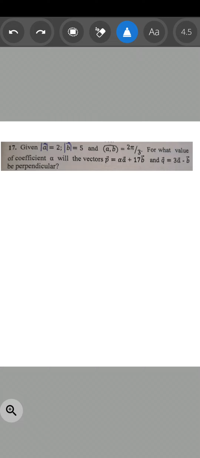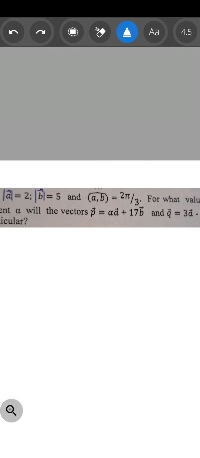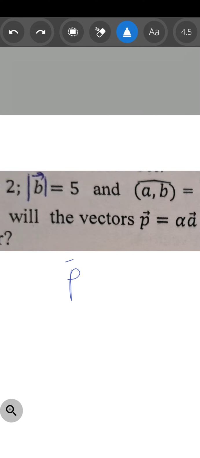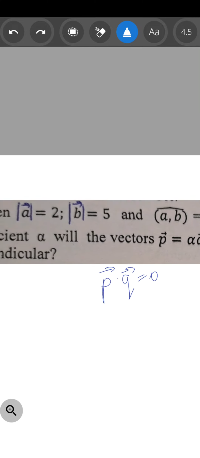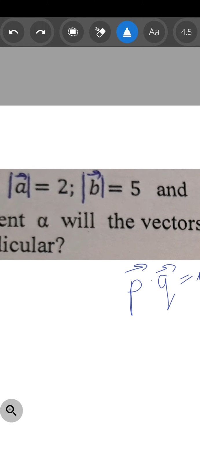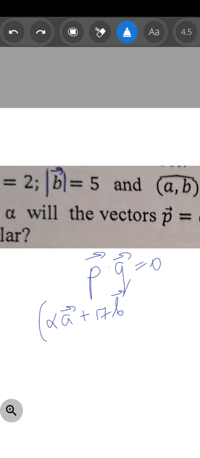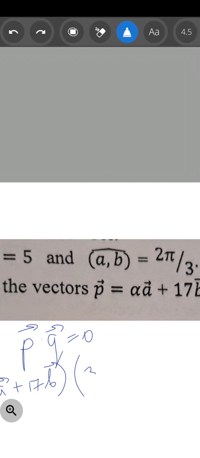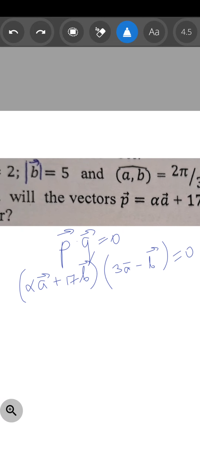Firstly, we know that two vectors are perpendicular if and only if their scalar product equals 0. So the vectors p and q must be perpendicular, so their scalar product must be equal to 0. If we express these vectors p and q in terms of the vectors a and b, we obtain that (alpha a plus 17b) times (3a minus b) equals 0. So let's simplify this expression.